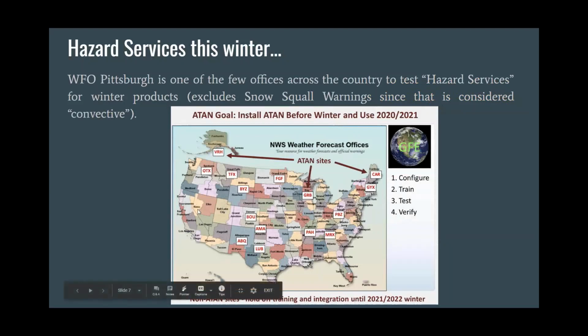So all these other sites, it's called ATAN, which is... if you're unsure, just ignore the acronyms for a minute here. These are the test sites for this phase that we're going through in the Weather Service, where we're updating our stuff. Like Gray, Maine, Caribou, a couple sites on the West Coast, but we are the only site in the Great Lakes region that is testing this. So we just wanted to bring this up.